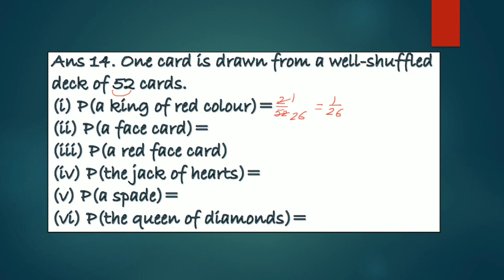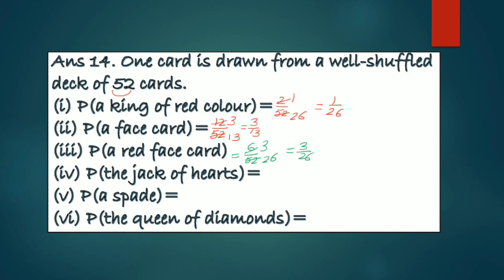Now the second part, probability of a face card. Now in a deck of 52 cards, we have 12 face cards, 3 cards in each suit. So the total number of cards is 52. On simplifying, we get the answer as 3 by 13. Now the next part, probability of a red face card. Now there are 6 red face cards and the total number of outcomes is 52. So the probability is 6 by 52. On simplifying, we get the answer as 3 by 26.